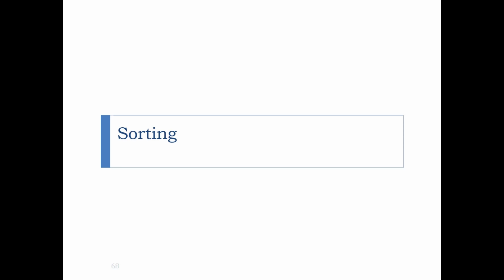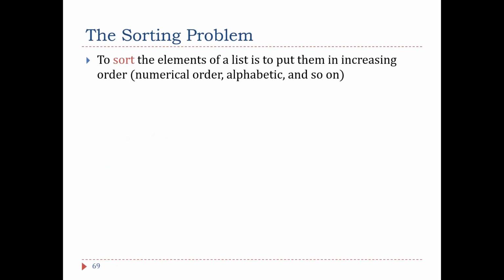In this video, I will be talking about two different sorting algorithms, bubble sort and insertion sort, and this will give you a broad idea about sorting in general. So, the sorting problem consists of putting the elements of a list in increasing or decreasing order. So, to put them in a certain order. So could be numerical order, could be an alphabetic order, and so on and so forth.